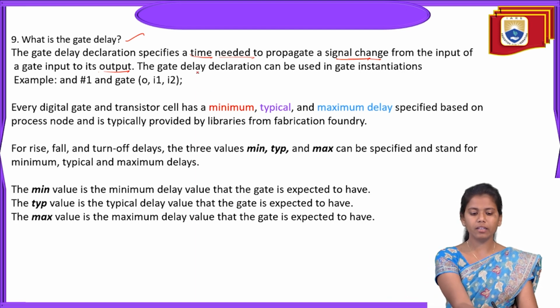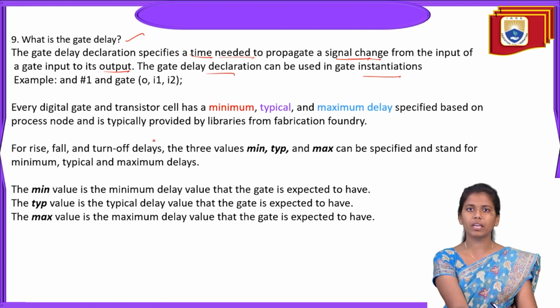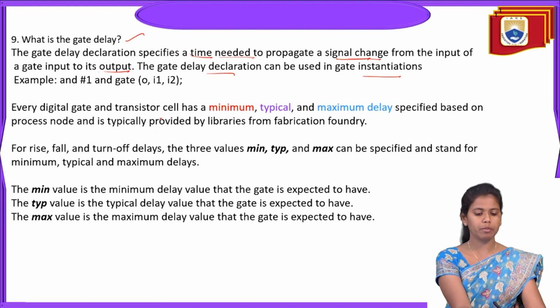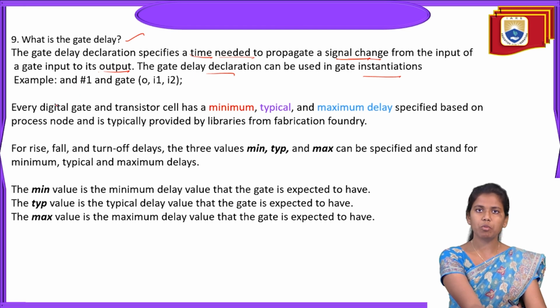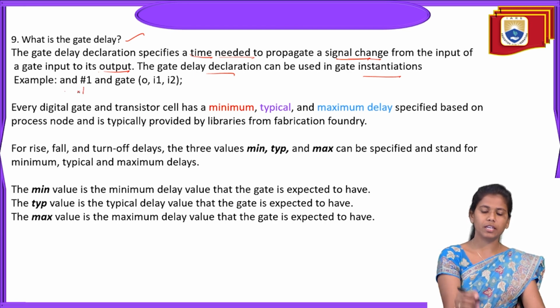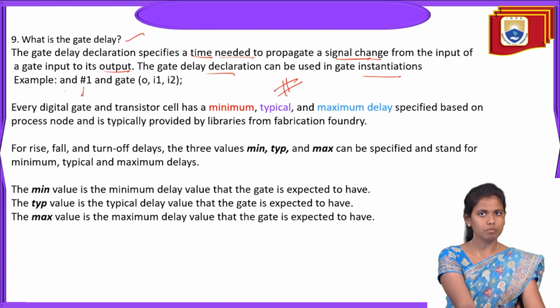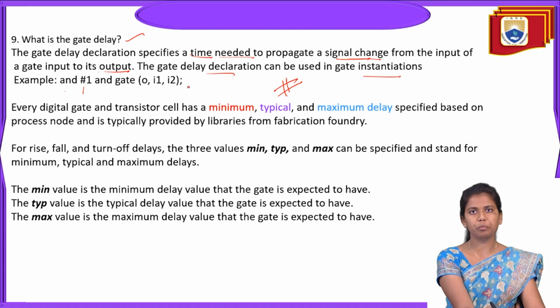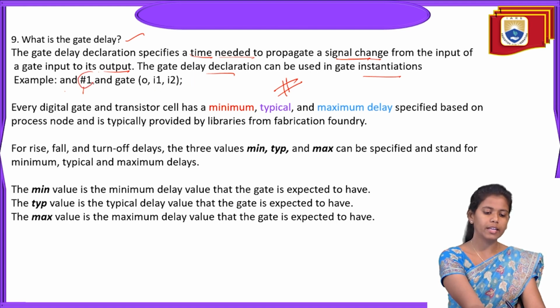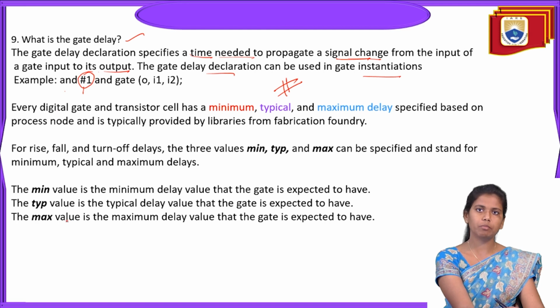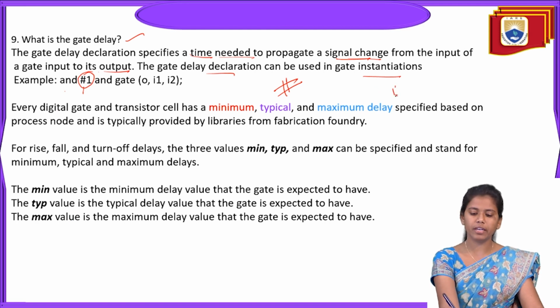The gate delay declaration can be used in gate instantiations. For example, the representation of gate delays can be observed like this: and is the name of the module, and we represent the delay using the hash symbol. Hash 1 means a delay of 1 nanosecond, and is the gate, followed by the port list: output, input 1, input 2. Gate delays are represented in terms of hash and a number. If the delay is 10 nanoseconds, then #10. If it is 20 nanoseconds, #20.